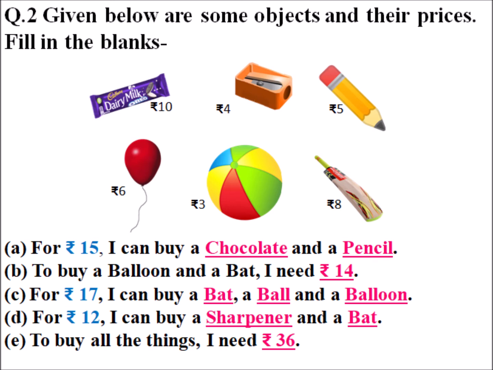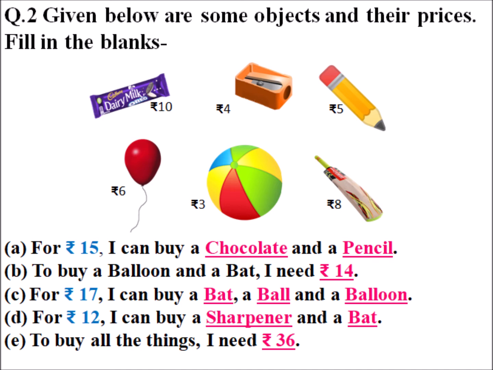To buy a balloon and a bat, how much amount do I need? First of all, find out the cost of a balloon and a bat. Cost of a balloon is rupees 6 and cost of a bat is rupees 8. So I need rupees 14.